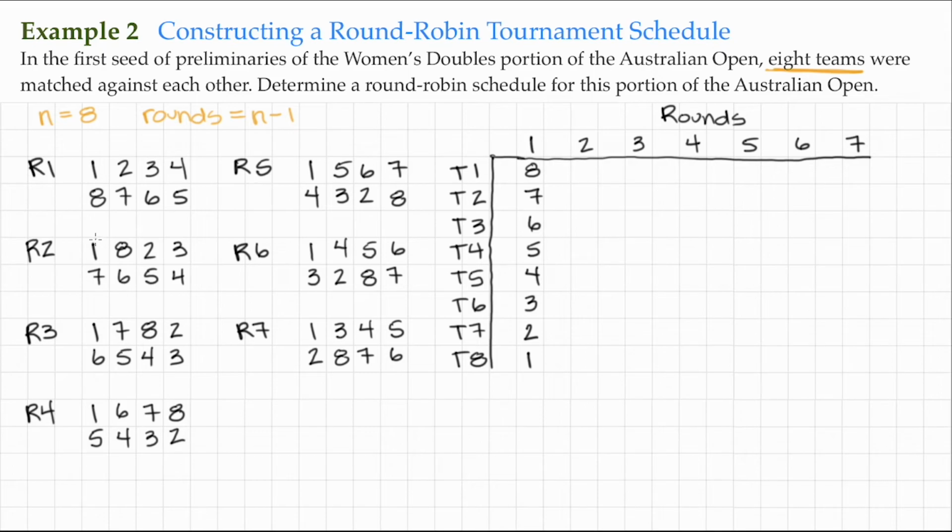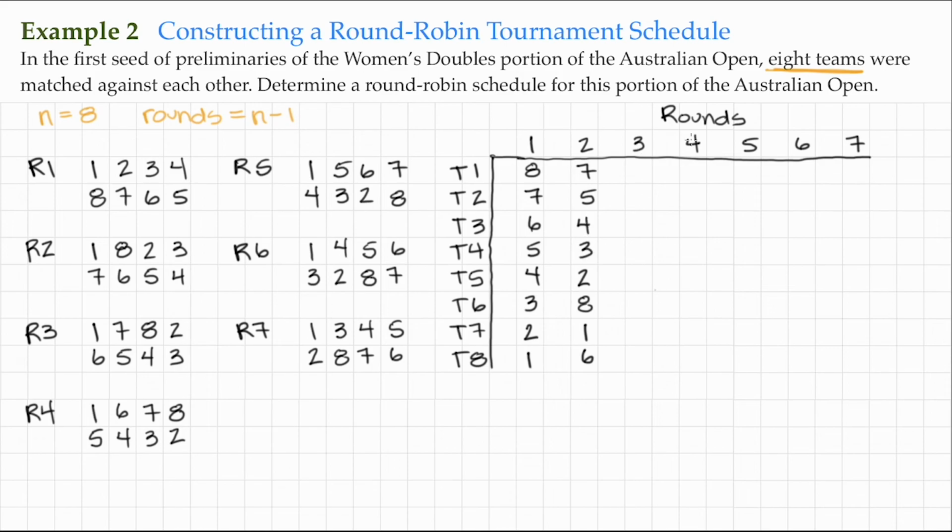For round 2, we can see that 1 is now matched up with 7. Team 1 is with 7, and team 7 is with 1. Teams 8 and 6. 8 is matched up with 6, and 6 is matched up with 8. Teams 2 and 5 for round 2. 2 is matched up with 5, and 5 is matched up with 2. And finally, teams 3 and 4 for round 2. 3 is with 4, and 4 is with 3.